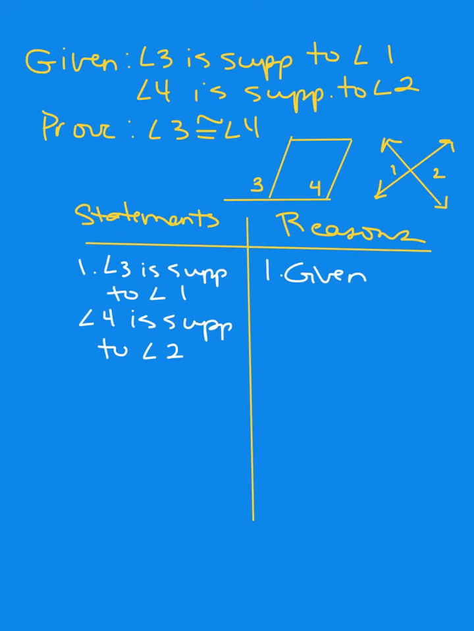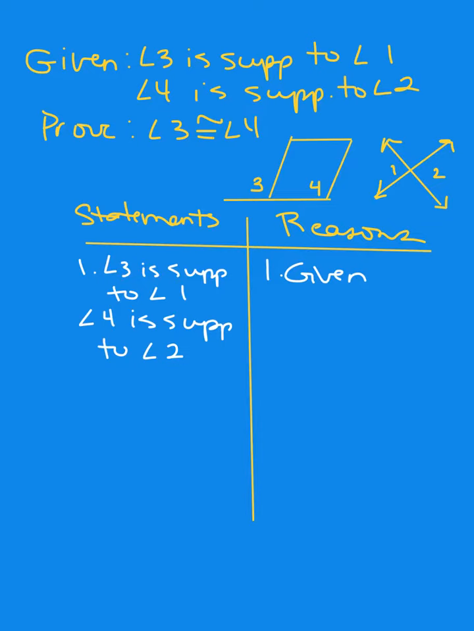In looking at our first proof, the given information is that angle 3 is supplementary to angle 1 and angle 4 is supplementary to angle 2. We are trying to prove that angle 3 is congruent to angle 4. So let's take a look at our diagram.